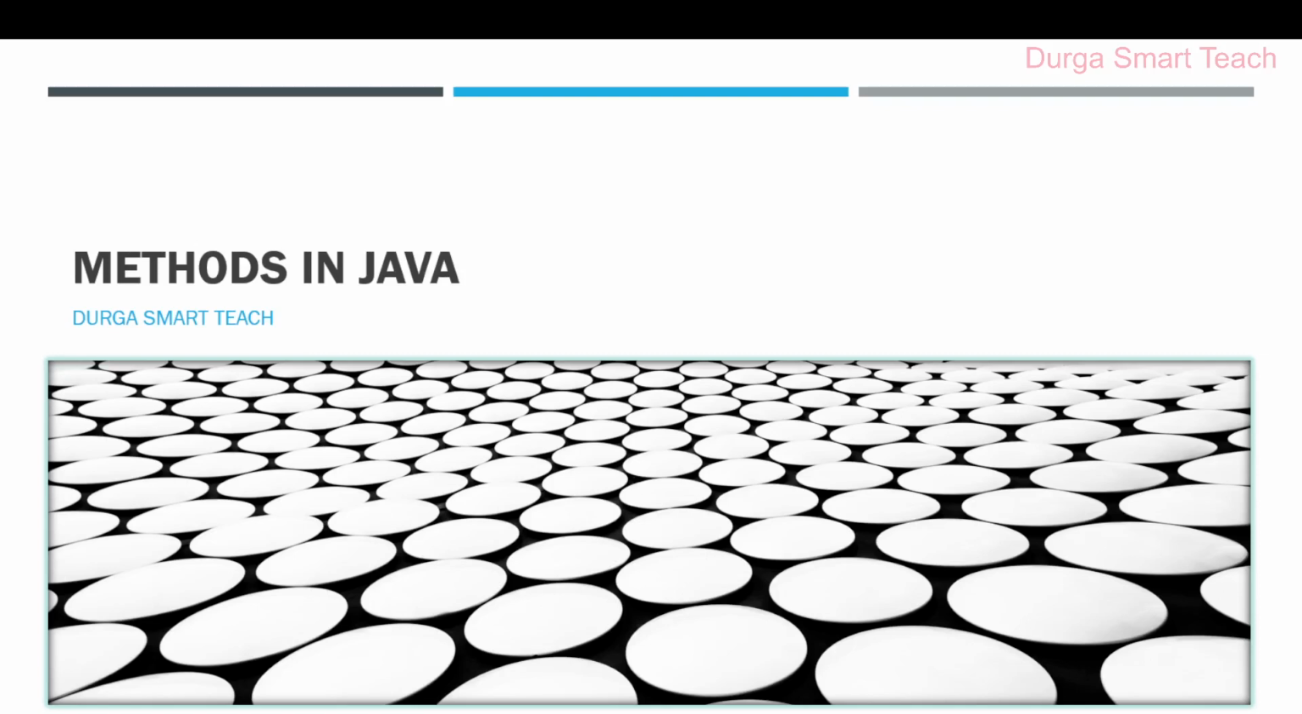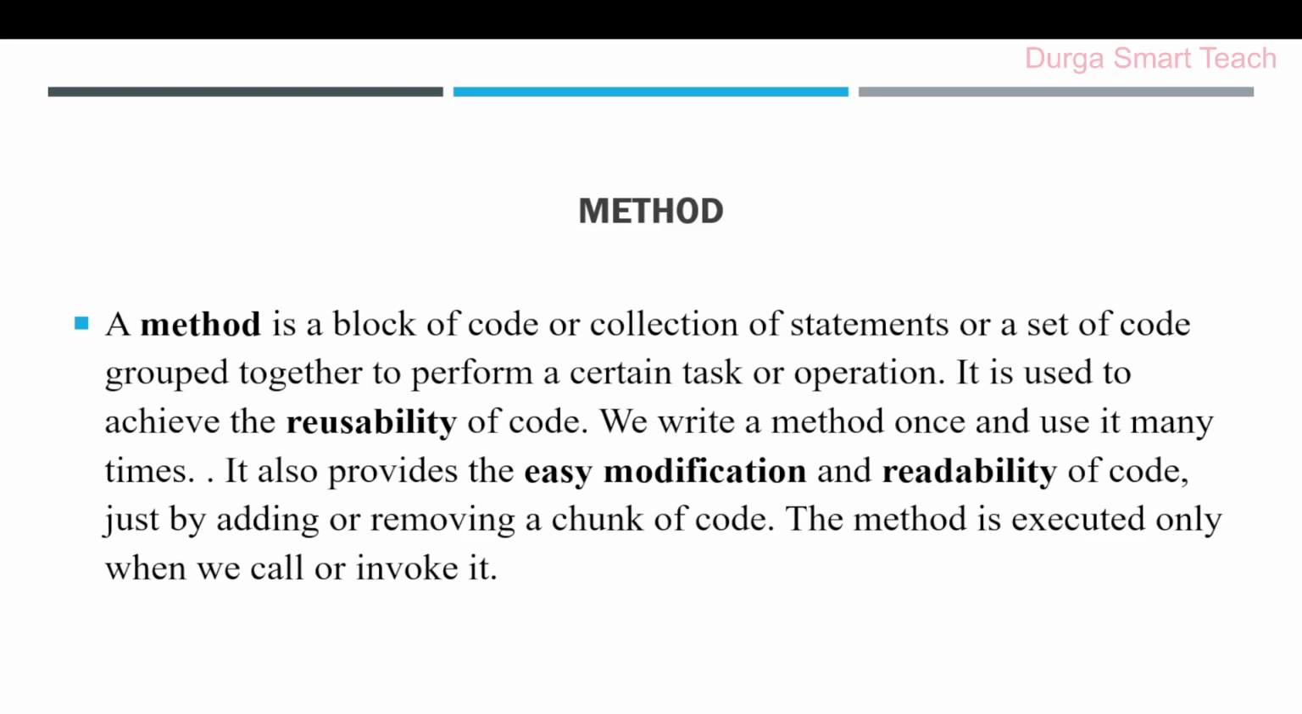Today I am going to discuss methods in Java. Methods are nothing but functions. In C we call them functions; in Java these are known as methods. A method is nothing but a block of code or a collection of statements.